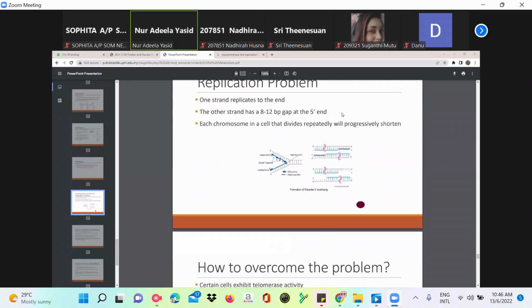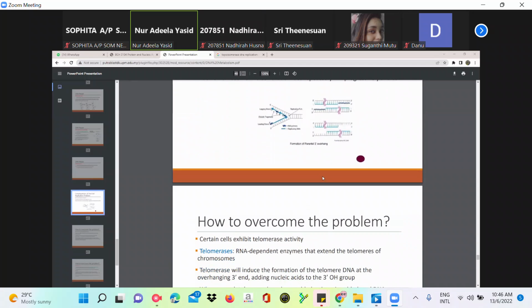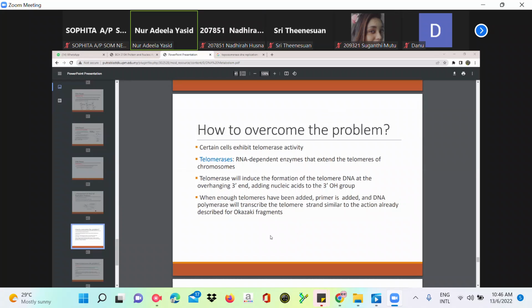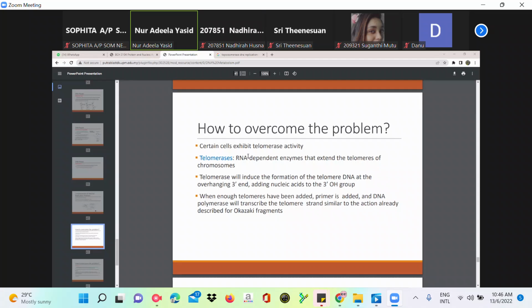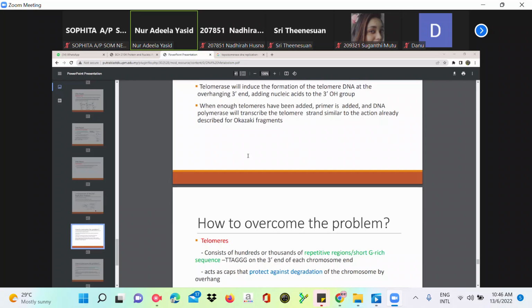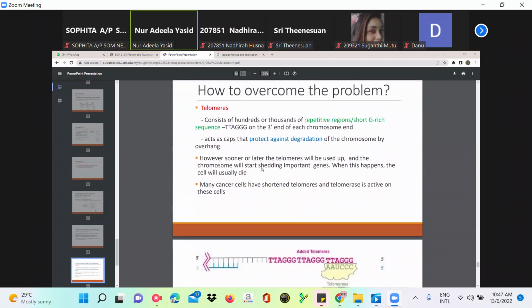So bila dah ada telomere, DNA polymerase akan boleh synthesize macam biasa. Once telomeres have been synthesized dekat 3' overhang, primer added, so DNA polymerase can transcribe the telomere sama macam Okazaki fragments, so that DNA replication is complete. So at the end of the linear chromosome, you need to understand what is the problem, and how it is overcome by having this telomerase. Okay, faham tak? Ada soalan?